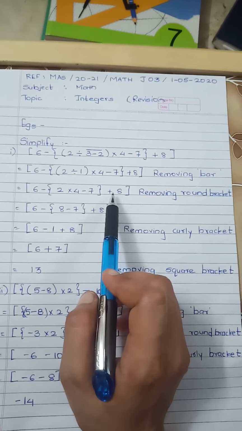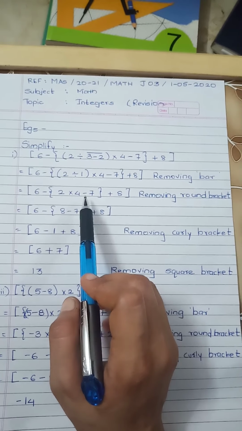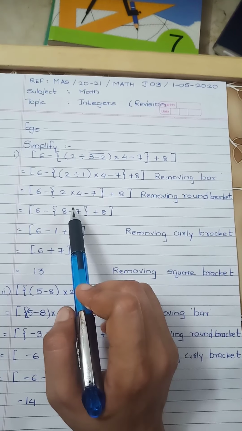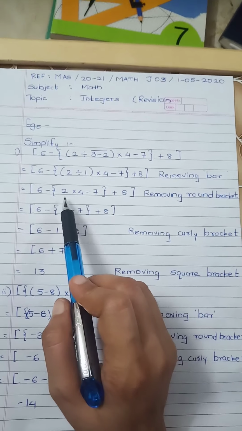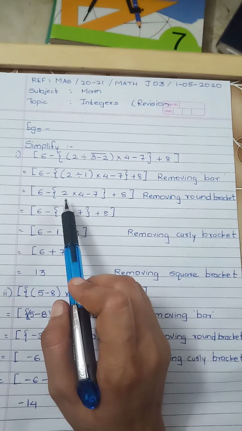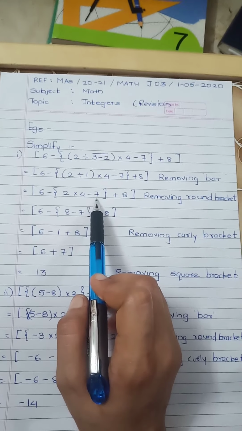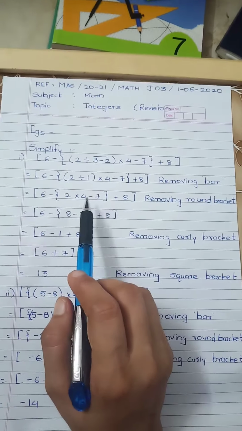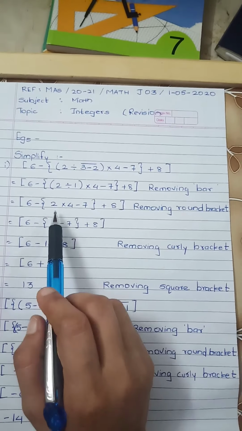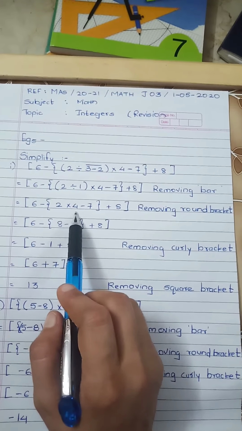Once the round bracket is removed, secondly we are going to remove the curly bracket. Which terms are there in the curly brackets? It's 2 multiplied by 4 minus 7. So one by one we are going to remove. There are three numbers, so we are going to first solve the 2.